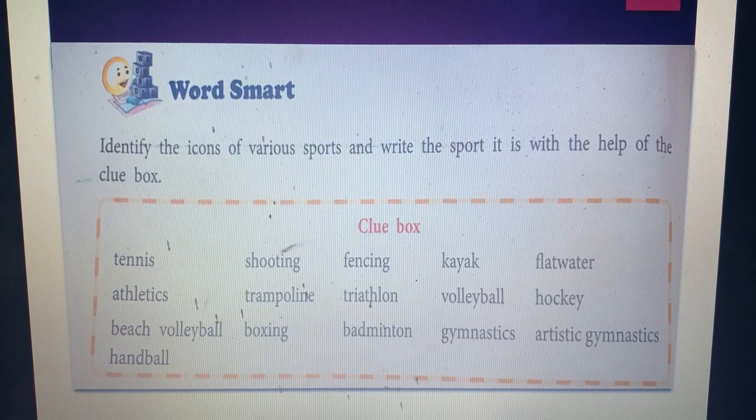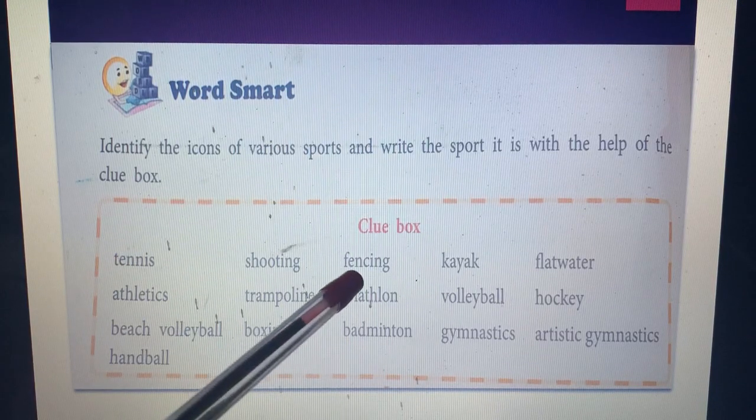Trampoline, you might have seen it when you go to a mall. Over there, there is basically a big area of solid fiber on which the children jump. And around those children there is a big net, so they do not fall down. They jump high, then down, then up, then down. That is known as trampoline.